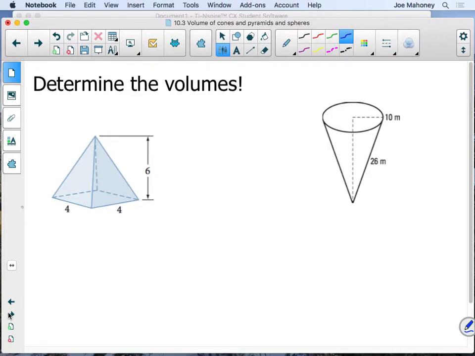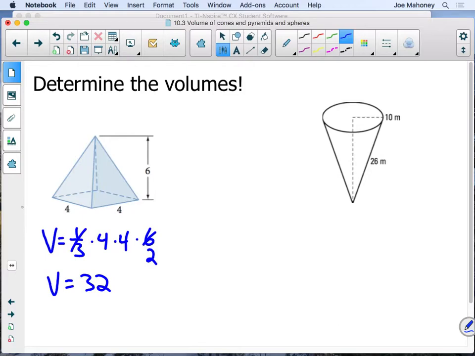So I got myself a pyramid. It looks like it's a rectangular type of base. So the volume is going to be 1/3 times the area of the base. The base looks like it's a rectangle, maybe a square, so we'll do 4 times 4. The height is 6. We'll multiply these together. 4 times 4 is 16. 1/3 of 6 is 2. So our volume is going to be 32 square units. Try the second one. Hit pause if you'd like.